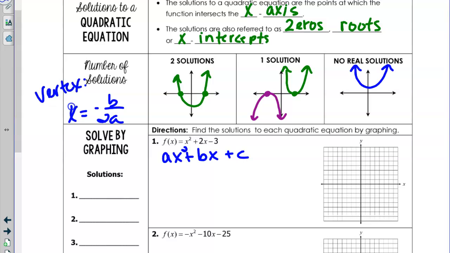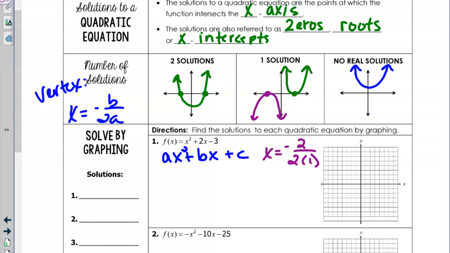In this formula, what is my b value? 2. Very good. So my x is equal to negative 2. What is my a value? 1. Very good. So the coefficient of x squared. And then you calculate that out. Hopefully you can do that in your head. What is negative 2 divided by 2 times 1? Negative 1. Very good. So that means that your vertex on your graph is at negative 1.